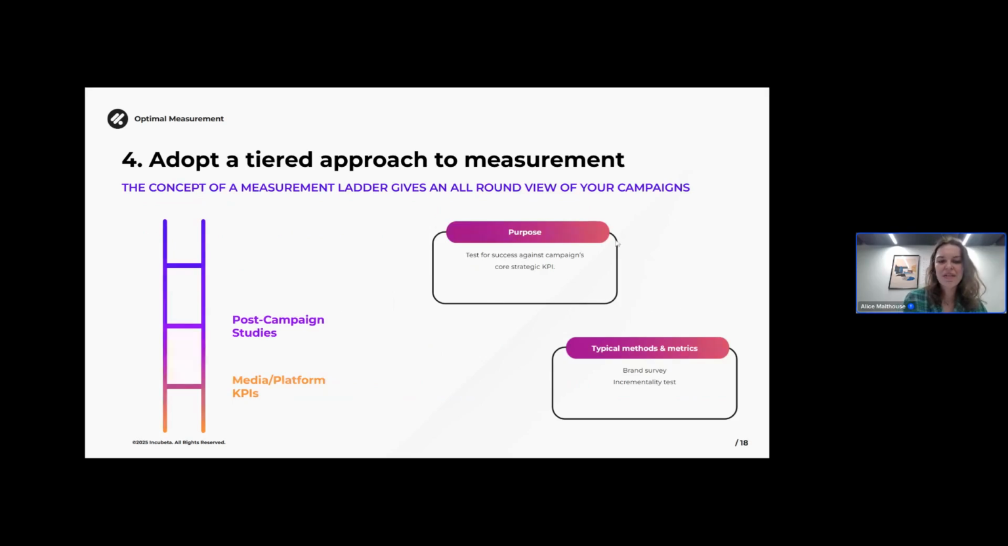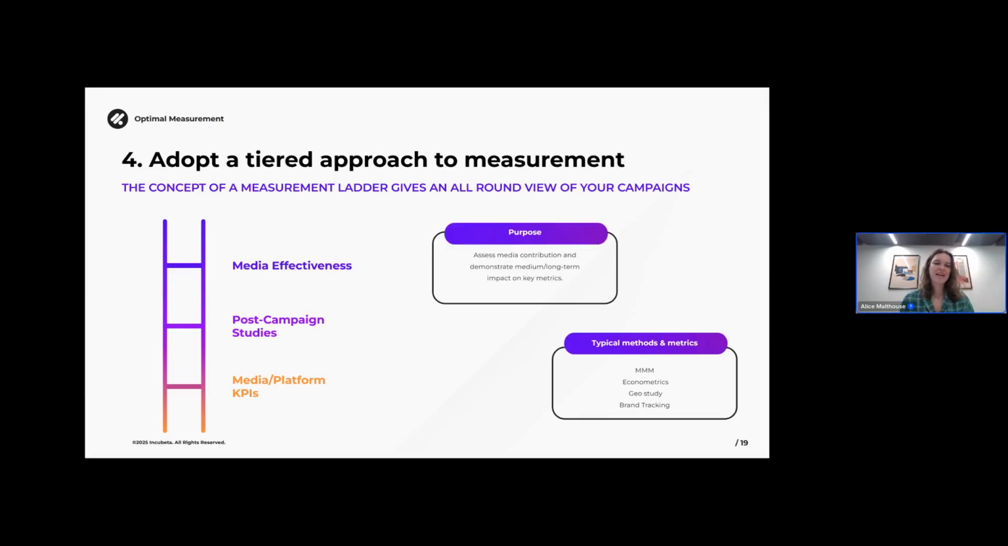After you've defined your media or platform KPIs, it's also important to make sure you have your post-campaign studies. This is something I really recommend when going live with any programmatic campaign, because if you're sticking with your platform KPIs, you're just not going to get a good idea of how your activity has run. Your post-campaign studies test for success against your core strategic KPI. Some examples of this could be a brand survey or an incrementality test.